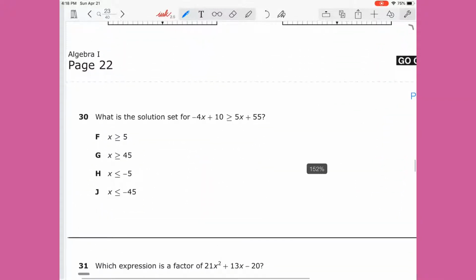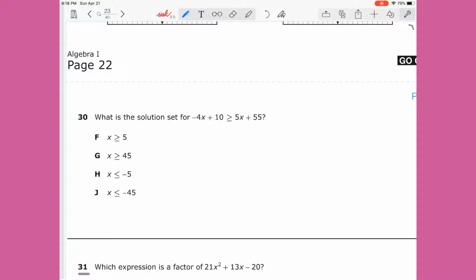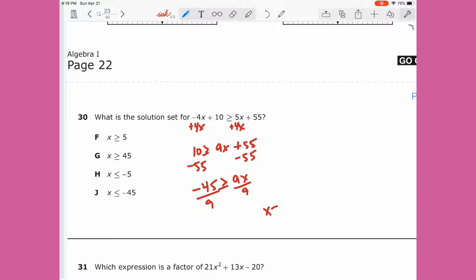And 30, I'm going to go ahead and end it at 30. What is the solution set for the equation given? Quite simply, we are solving for x. So combine all of your like terms. I'm going to move my 4x over. So that's going to give me 10 greater than or equal to 9x plus 55, minus 55, minus 55. That's going to give me 10 minus 55, which is negative 45, greater than or equal to 9x. Divide by 9, divide by 9. So then that will give me x is equal to negative 5.